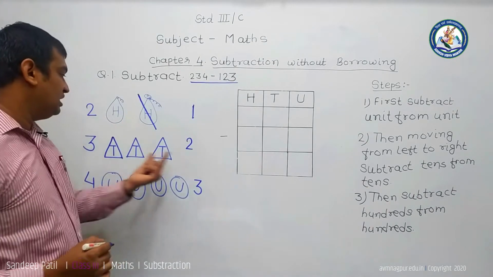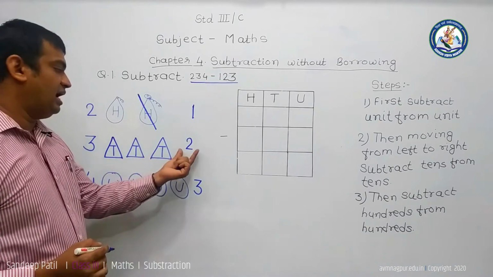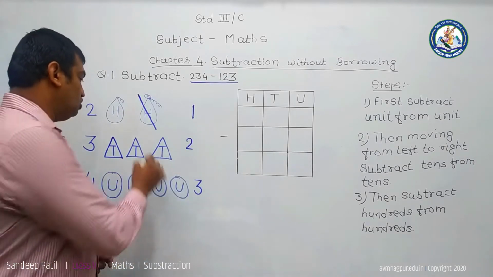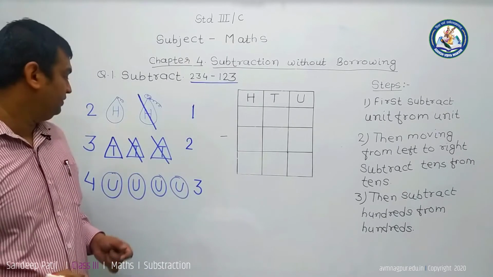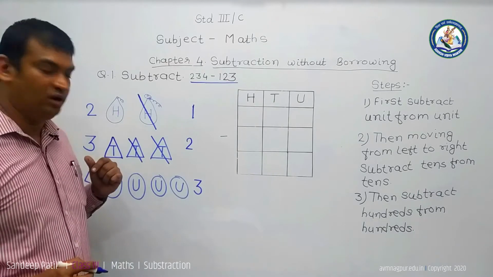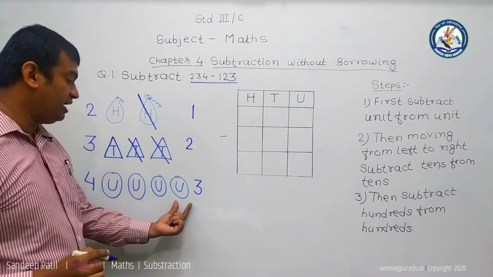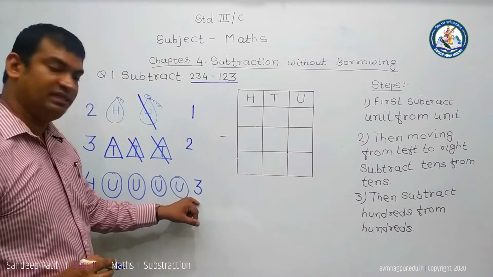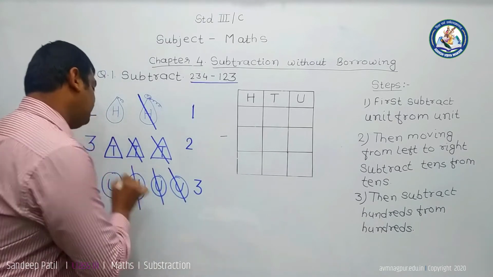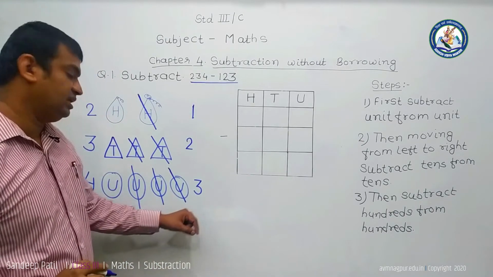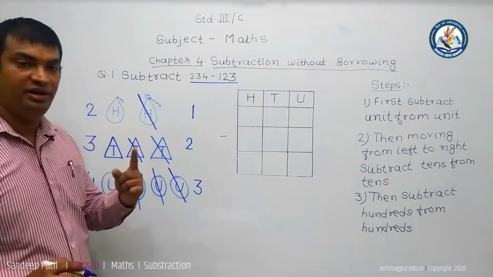Now we have to minus 2 from 3 tens. So let's count 1, 2, 3 and we have to minus 2 from it. So take away 2 tens from the bunch of 3. We are left with 1 only. Now how many units do we have? 1, 2, 3 and 4. We have to take away 3 from it. So 1, 2 and 3. I have taken away 3 units from the 4 units.